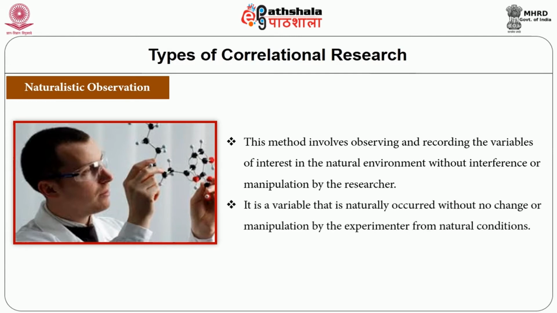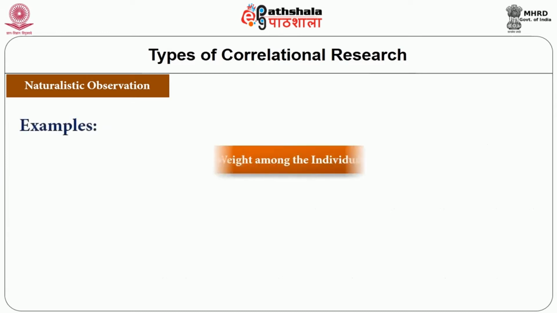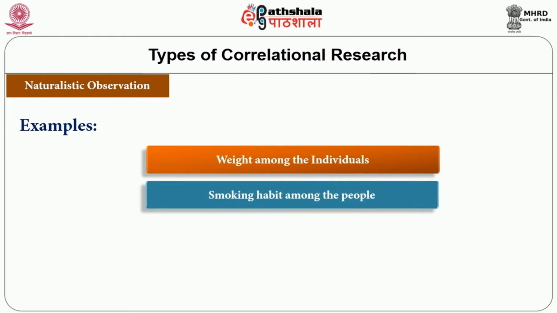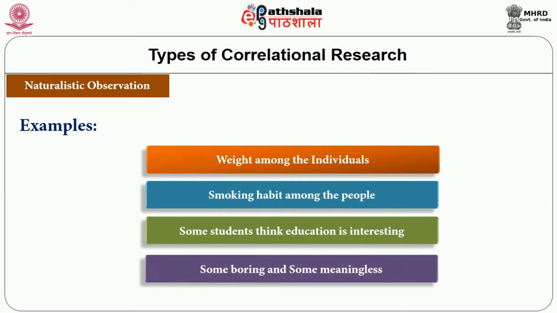It is a variable that occurs naturally, without any change or manipulation by the experimenter from natural conditions. The naturalistic observation finds importance when there is no possibility of lab experimentation. For example, the difference in weight among individuals, smoking habit among people. Some students think education is interesting, some think it is boring and some meaningless. So it depends upon the naturalistic condition.